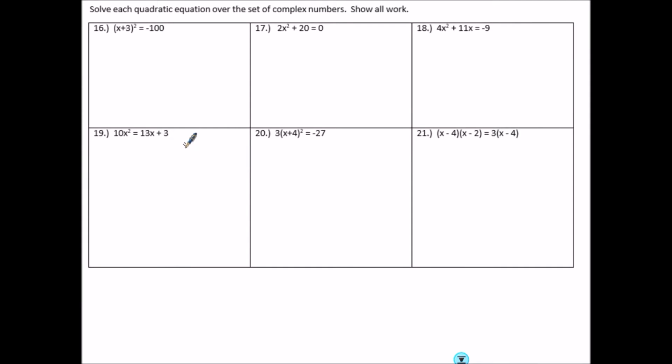Alright, for this section, we're working on solving quadratic equations over the set of complex numbers. We have a couple different methods to solve these: quadratic formula, completing the square, factoring, and square root.